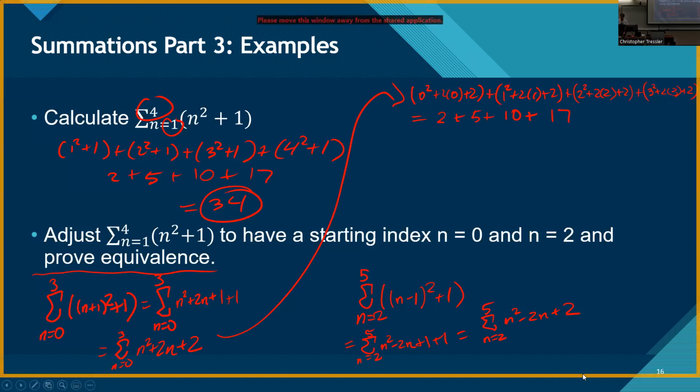So do you guys notice something here? Yeah, these are literally the same values. They're the same exact order, which obviously is going to give us still 34, right?